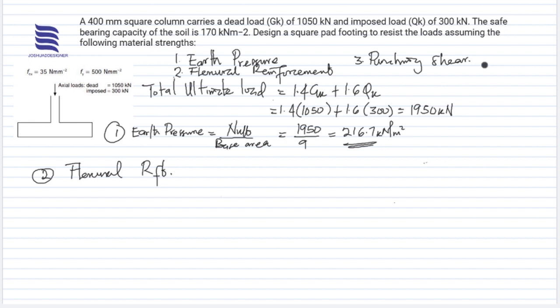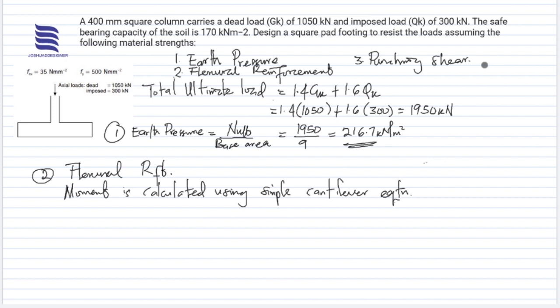Now in the design of an isolated pad footing like this, the moment is always calculated using the simple cantilever equation. We understand that the equation to obtain the moment for a cantilever is WL square over 2.